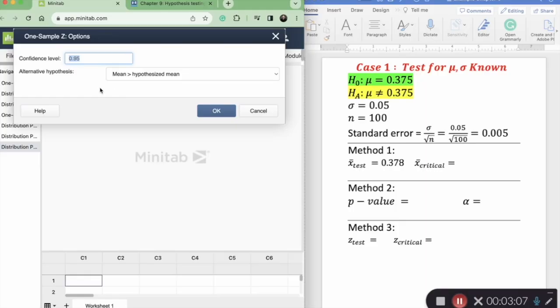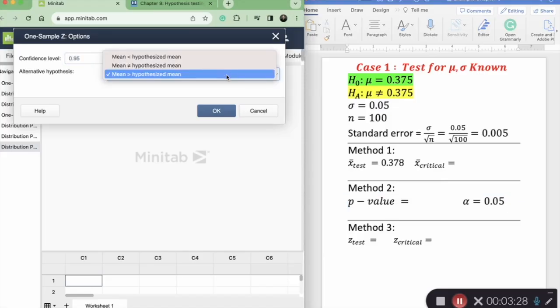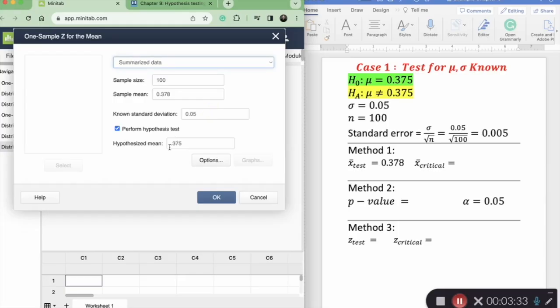Options. The confidence level is 1 minus the alpha error. The alpha we're going to assume is 5%. So the null hypothesis is mu equals mu zero. The alternative hypothesis is the mean is not equal to the hypothesized mean. So everything is perfect now.